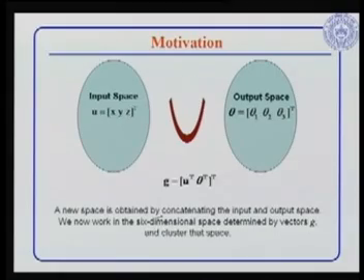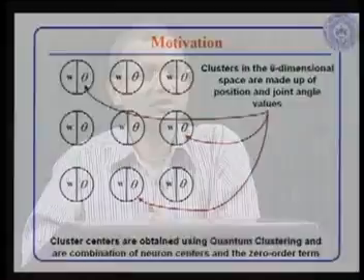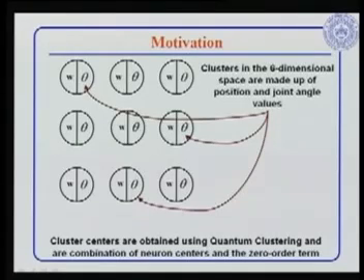You see, in the last class we created clusters only in the input space. Now we are creating clusters in both input and output space. So, we have a workspace, and that input-output space is divided into small cells. Clusters in the 6 dimensional space are made up of position and joint angle values. Corresponding to each spatial position W, we have a specific theta, and like that we learned these clusters. These clusters are obtained using the quantum clustering technique rather than the Kohonen self organizing map which we learnt last class. The cluster centers are obtained using quantum clustering and are a combination of neuron centers and the zero order term.